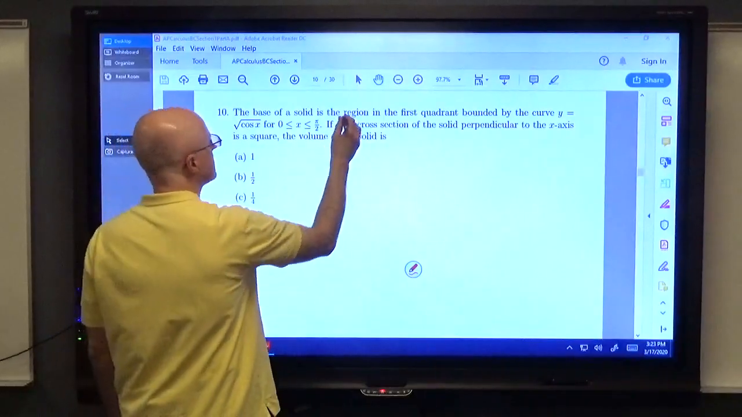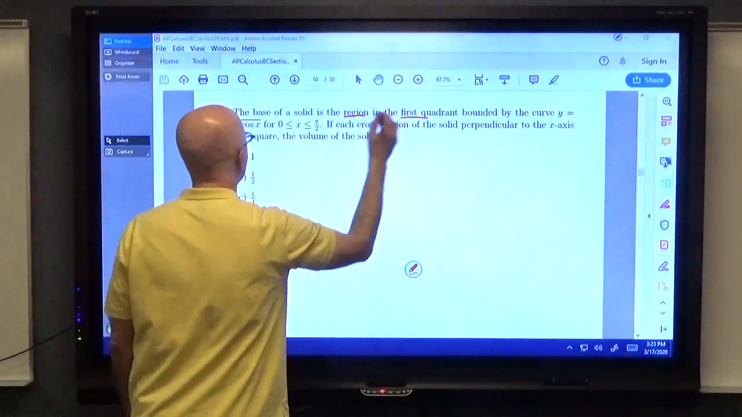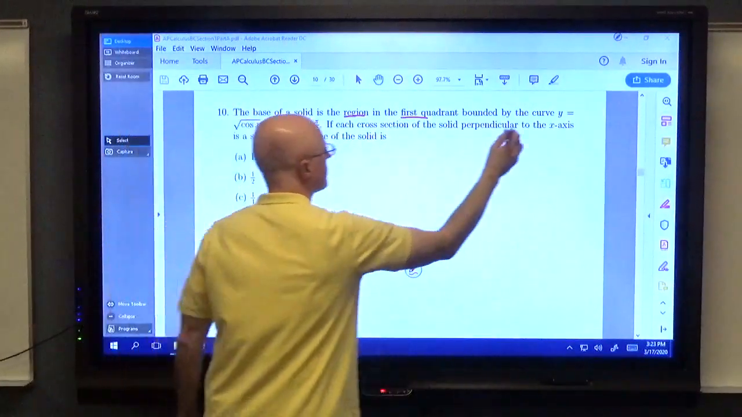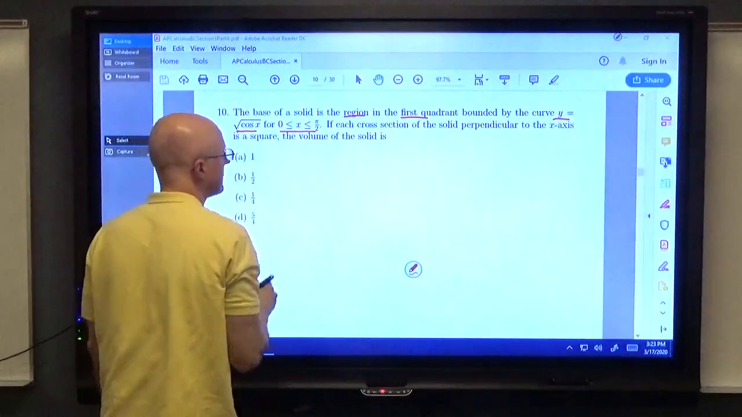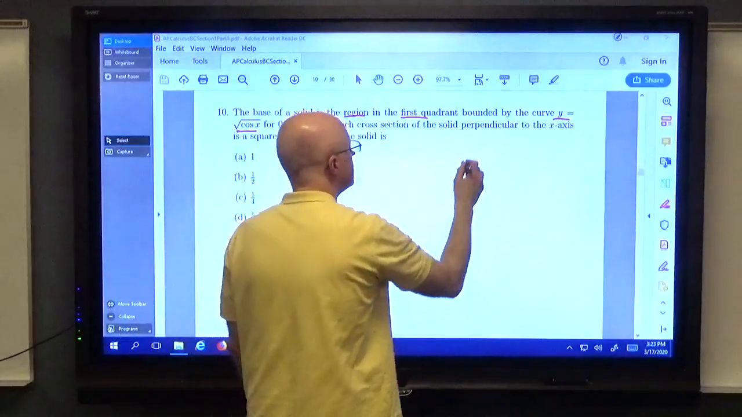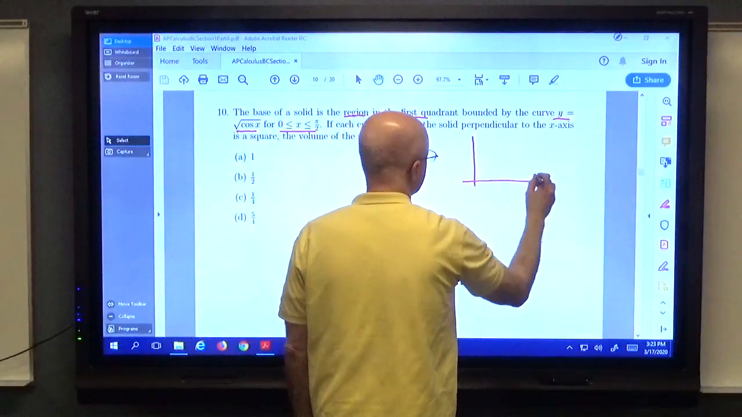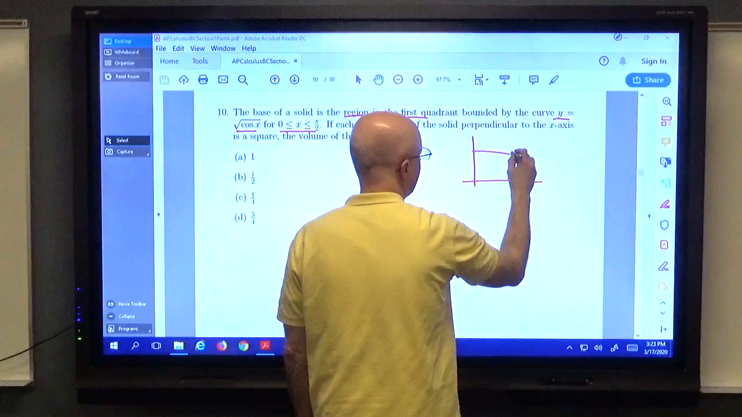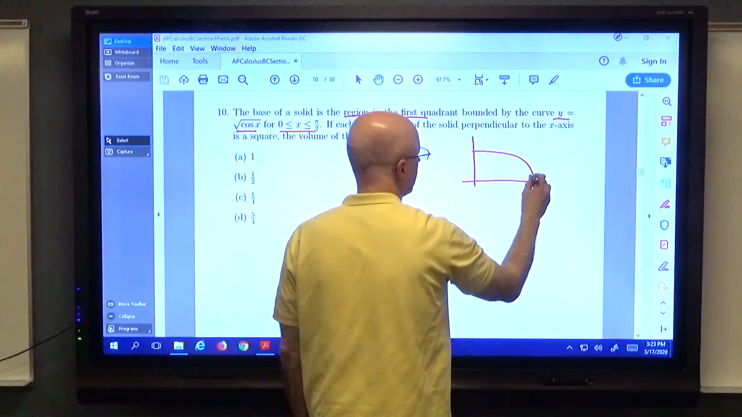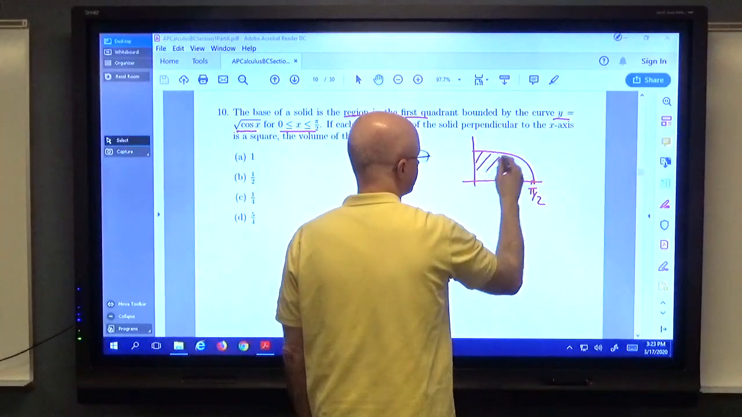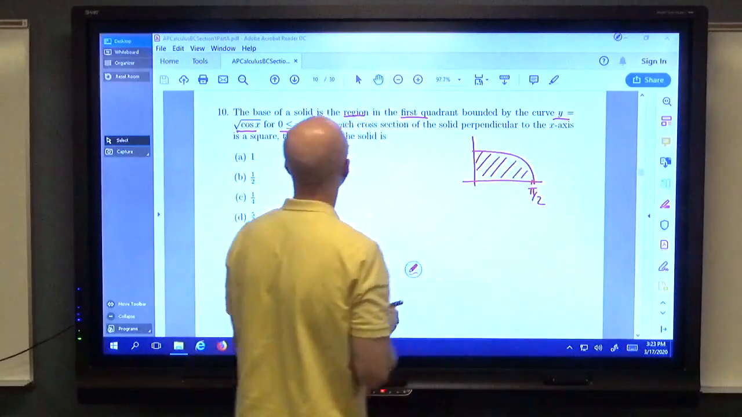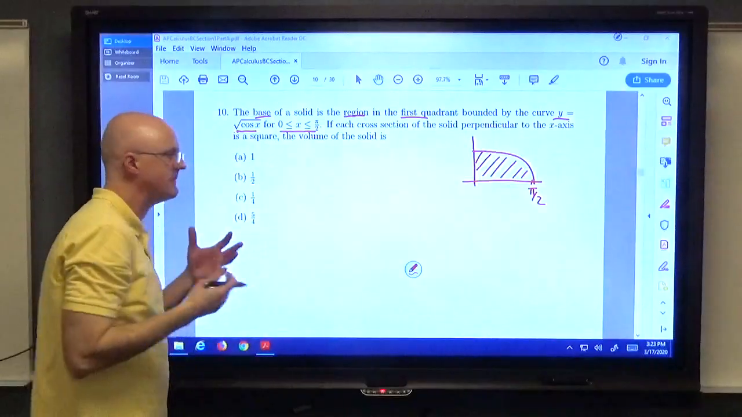So the region that we start with is in the first quadrant. It's bounded by the curve y equals square root of cos x between 0 and pi over 2. Looks somewhat similar to the cosine graph, except it sort of stays higher longer before going down to 0. This is the region that is going to be the base of our three-dimensional solid.